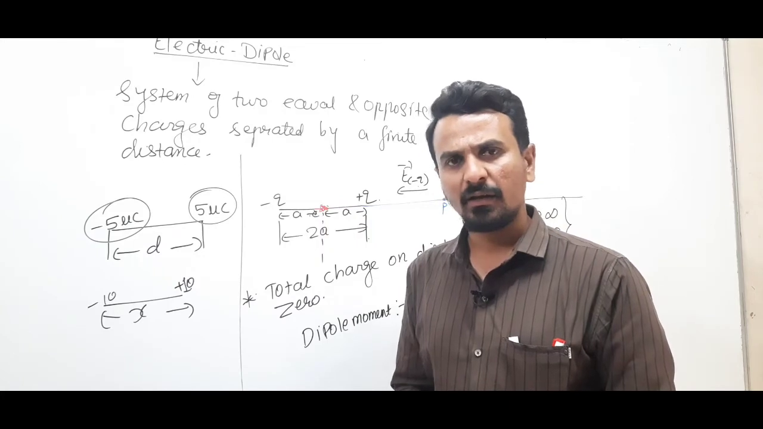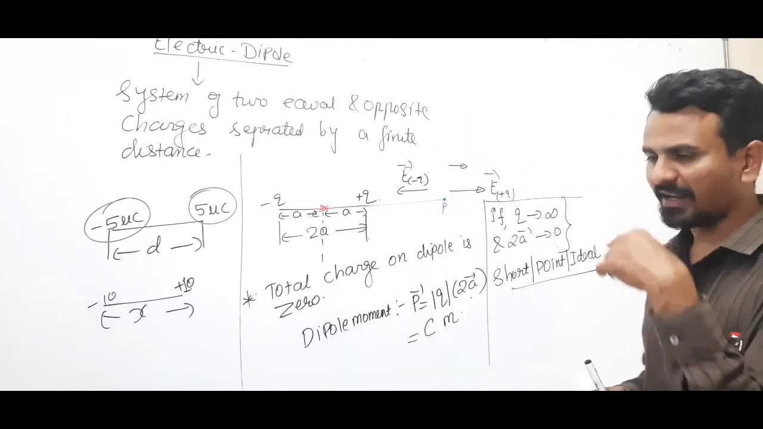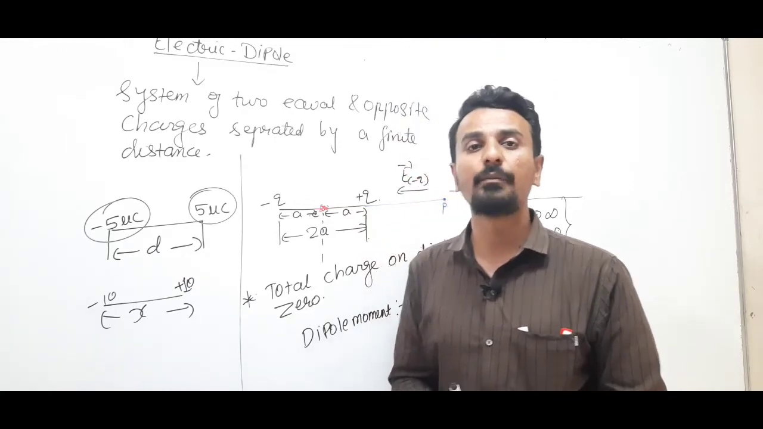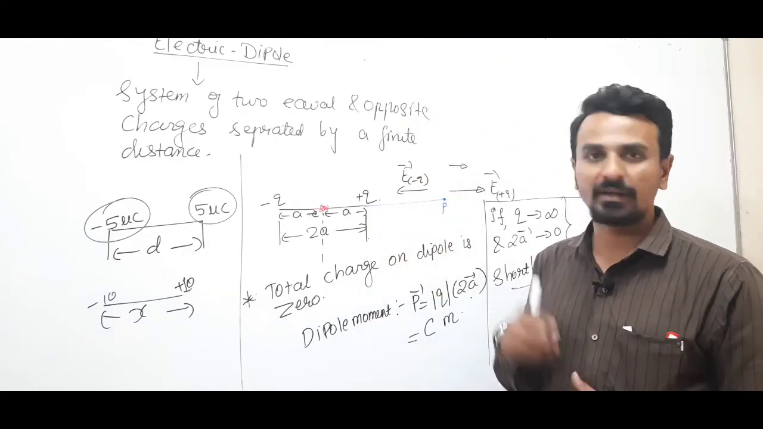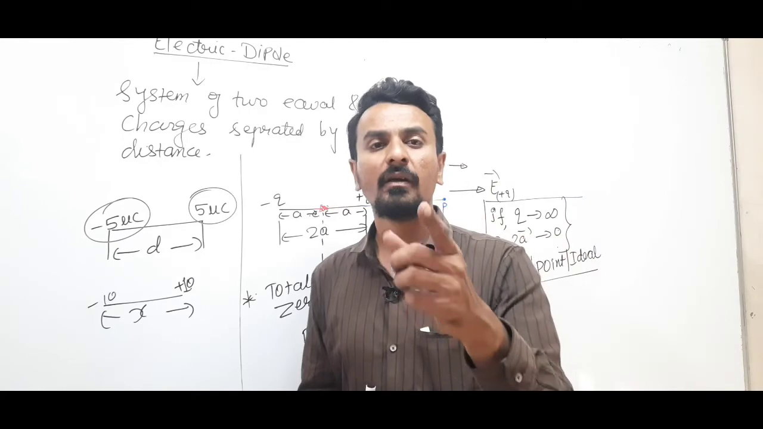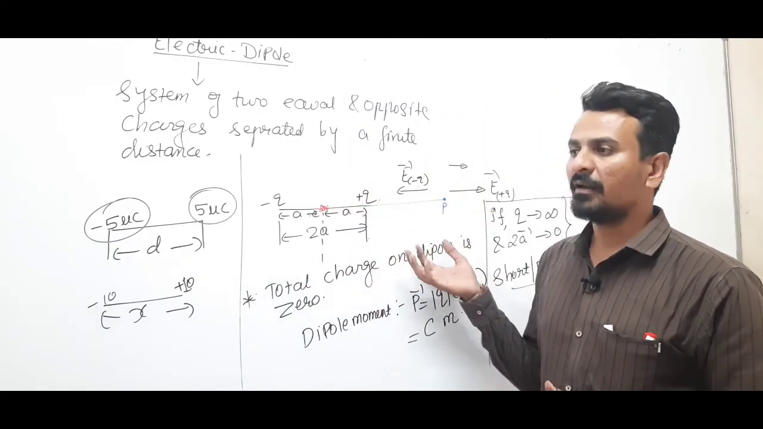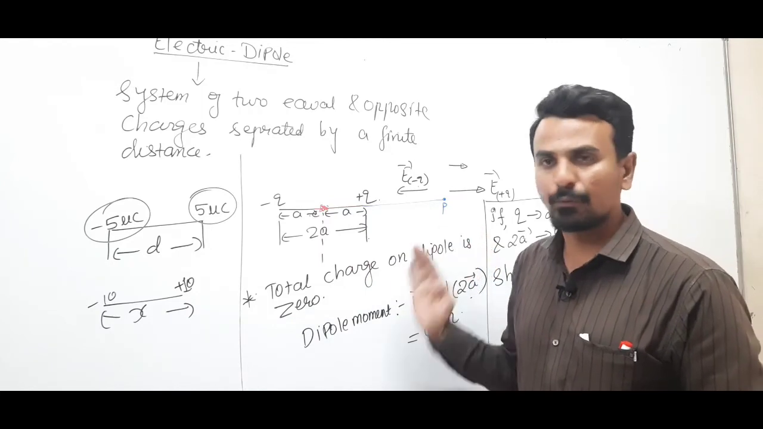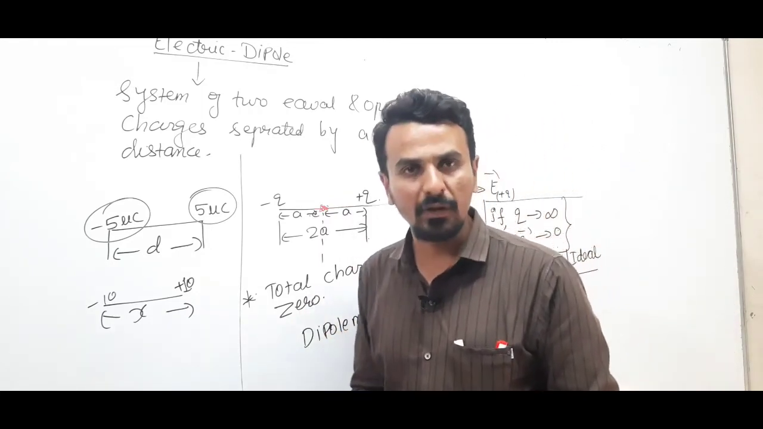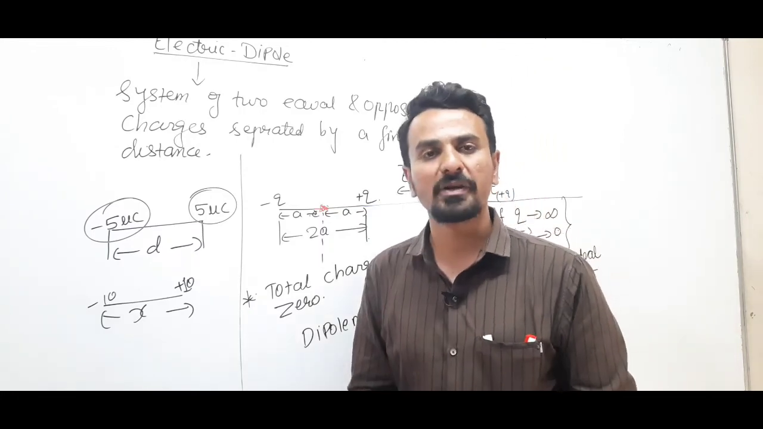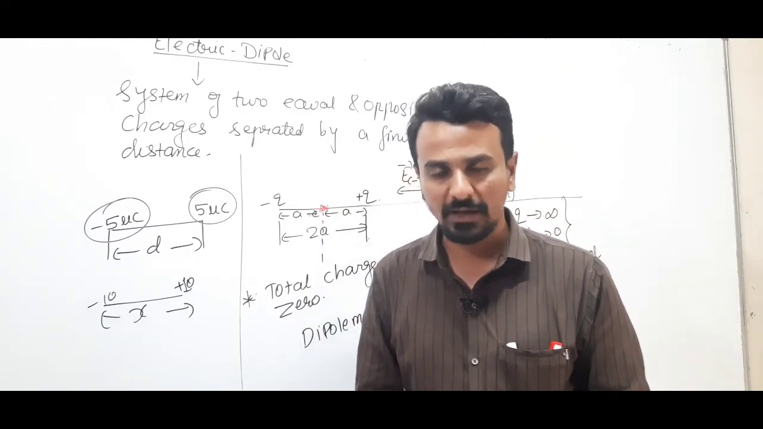Clear? Okay. So in the next video we'll discuss how to calculate the electric field due to the dipole, because we have seen here that the electric field is non-zero. What is the value of the electric field along the axis of the dipole and along the equator of the dipole, and how to calculate it? We'll also solve questions based on the electric dipole.